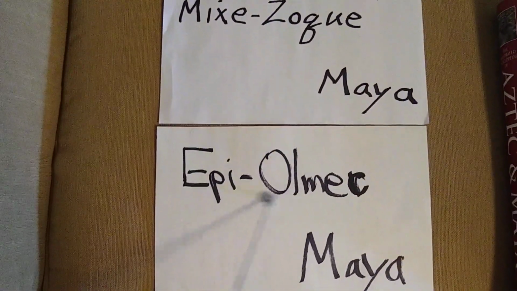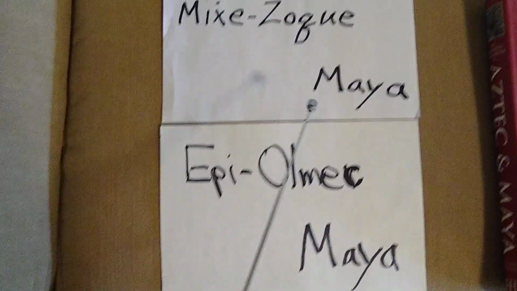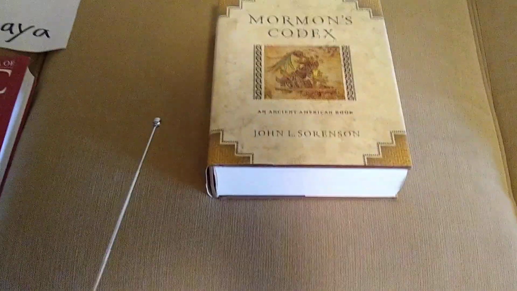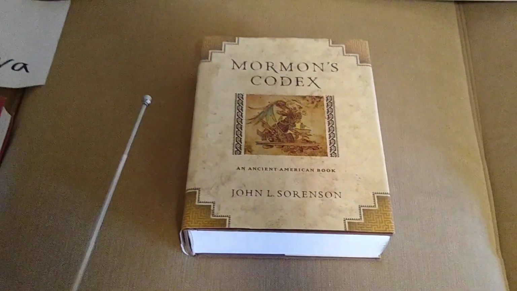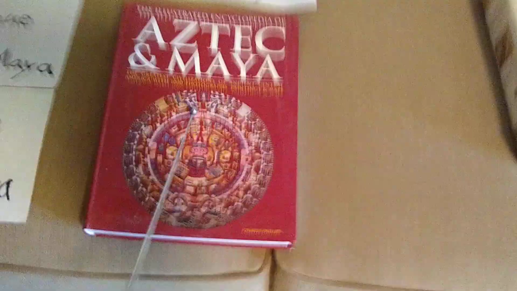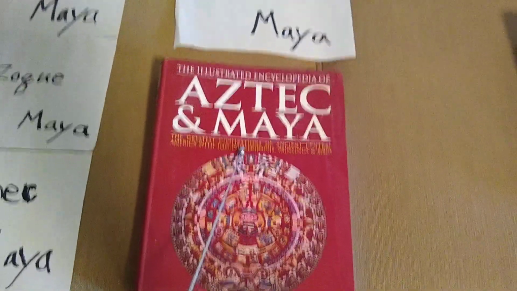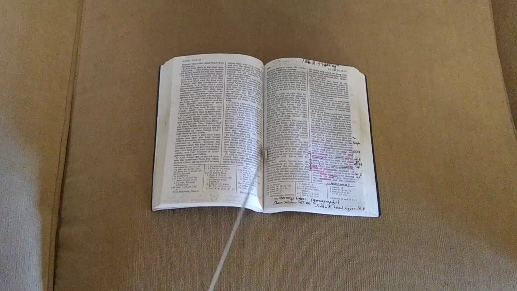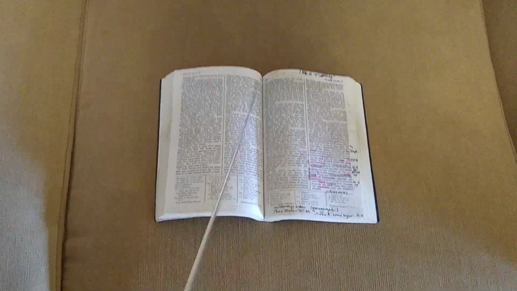Later they became the Epi-Olmec. All the time they're Maya to the south and the east. Maya, Maya, Maya. Now, in case you think I'm making all of this stuff up, it comes mostly from the great book, about 850-page book by John L. Sorenson, Mormon's Codex, and from secular references, and from the Book of Mormon itself, I think. Remember, right smack dab in the center of the book, page 265, 266, the description of Mesoamerica.